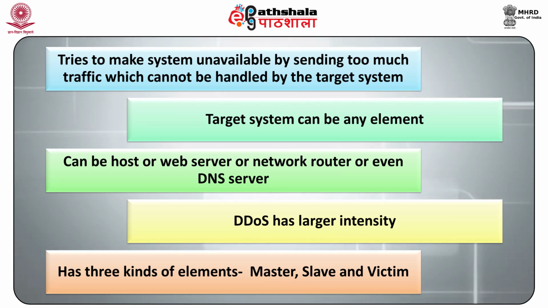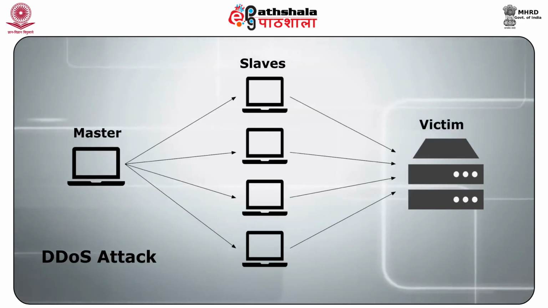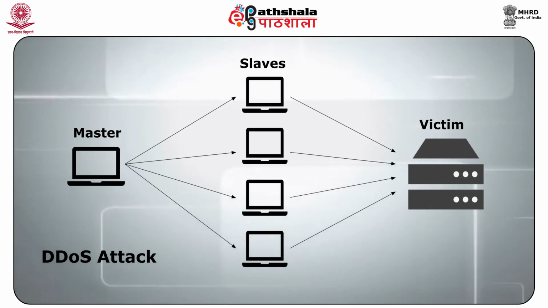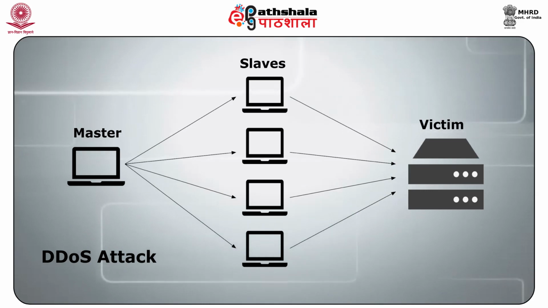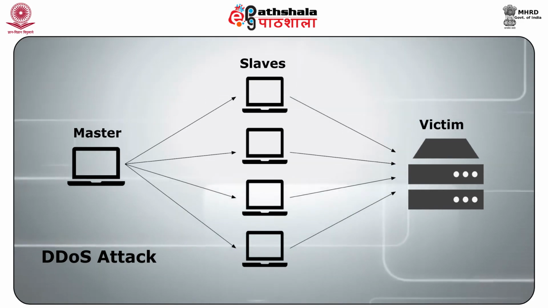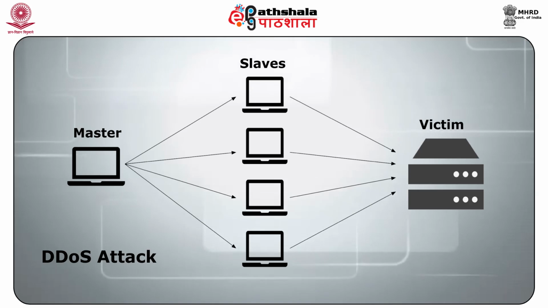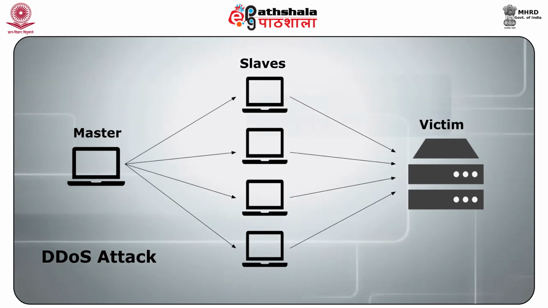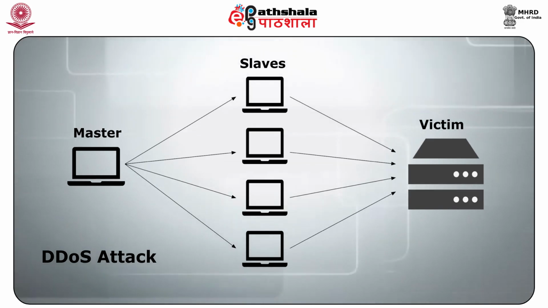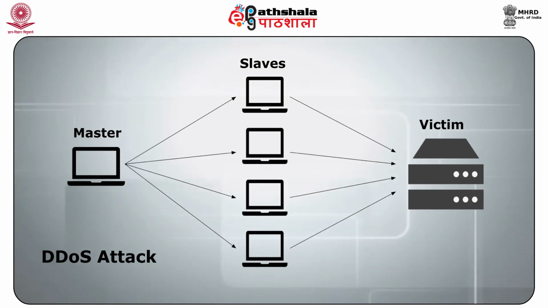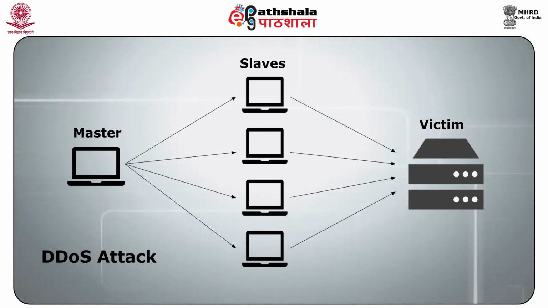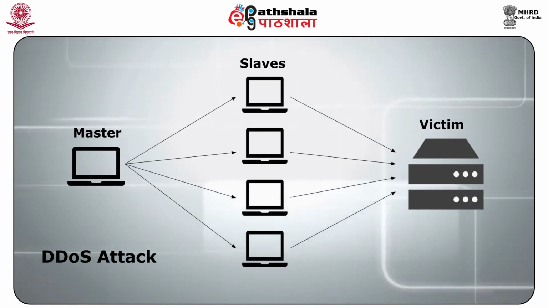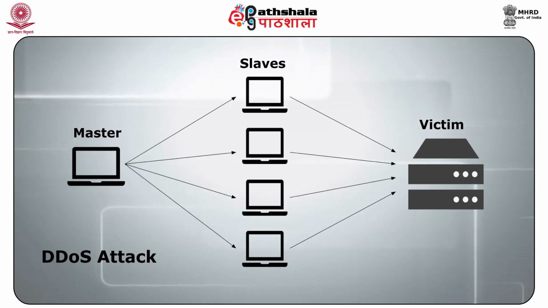DDoS has three kinds of elements: master, slave and the victim. Here, master is a host who launches the attack. He may not directly send any packet to the target system. Instead of that, it directs its slave machines to initiate the communication process with the victim. In this case, the victim is specified by the master. Sometimes DDoS may have multiple levels of slave, means slave to slave or slave to slave to slave.